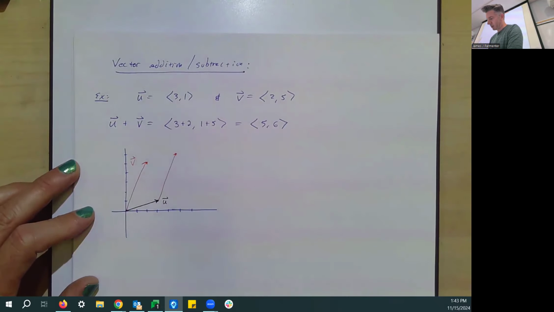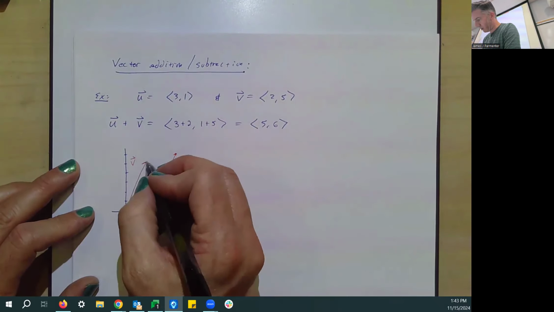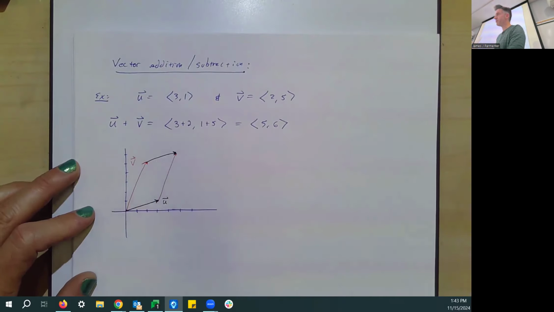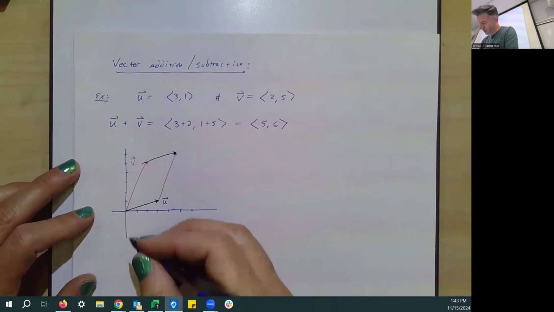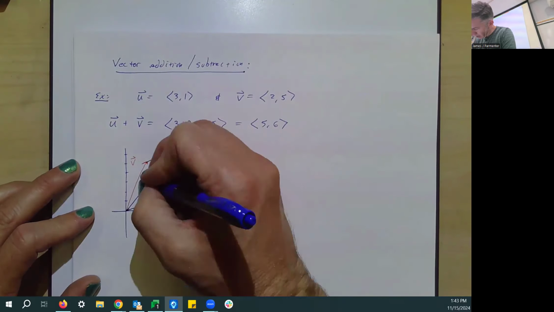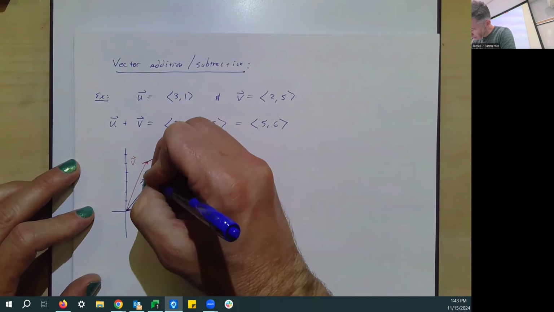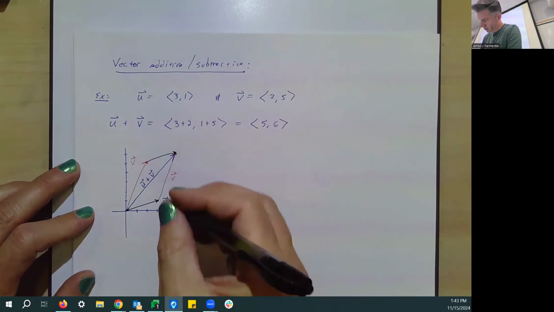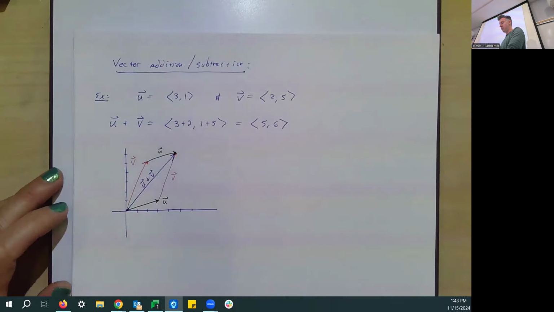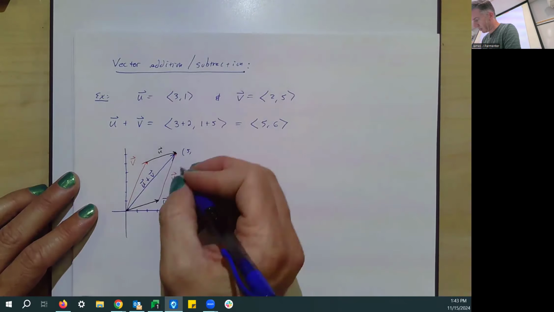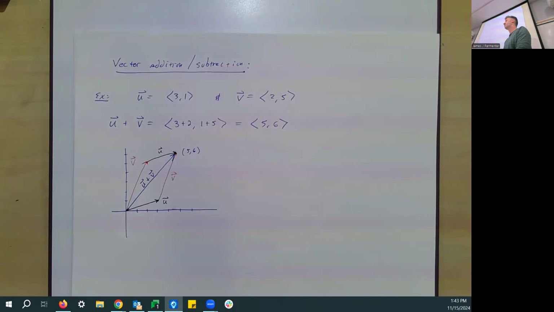Or I go the other way. I can start here and go in the direction of u. Over 3 and up 1. And then this resulting vector, that is your vector u plus v. And it's not surprisingly the vector that starts at the origin and ends at the point 5 comma 6.